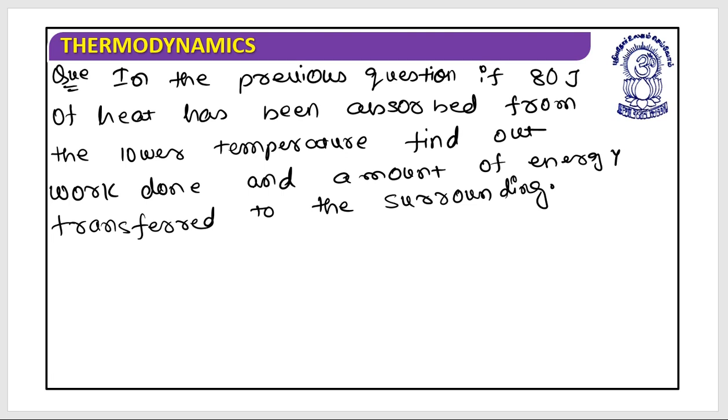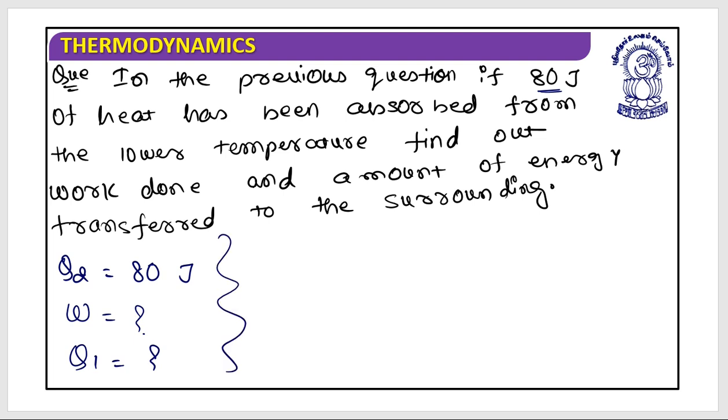So what will be the situation? Basically 80 joule of heat has been absorbed from the lower temperature. That means you have been provided with Q2, which is equal to 80 joule, and we need to find out the work done as well as the amount of energy transferred to the surrounding. That means we want Q1. So we have the relation, beta is equal to Q2 divided by W. Beta is 9.2, Q2 is 80 joule, divided by work done.